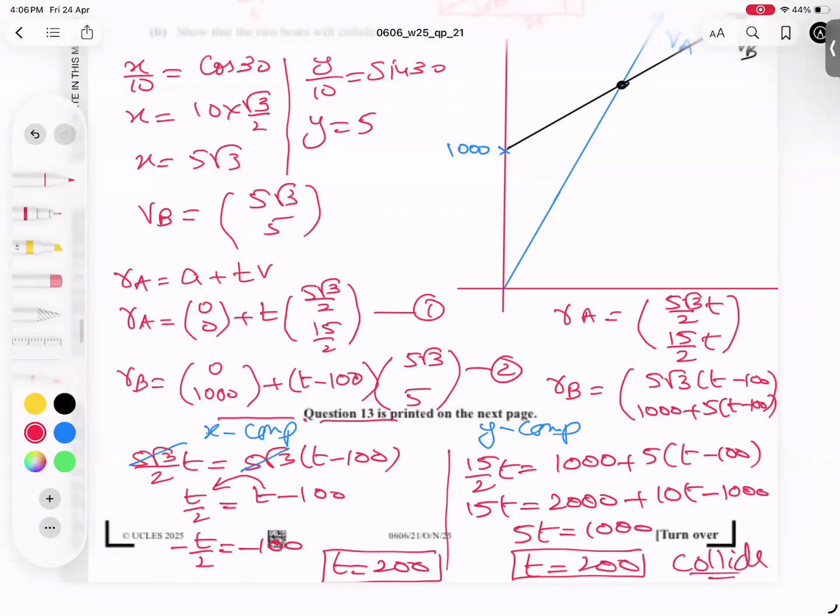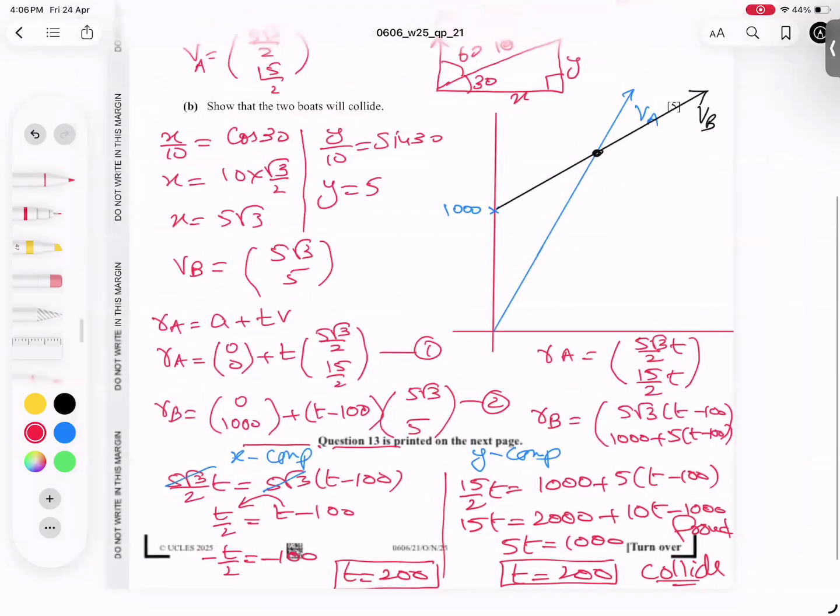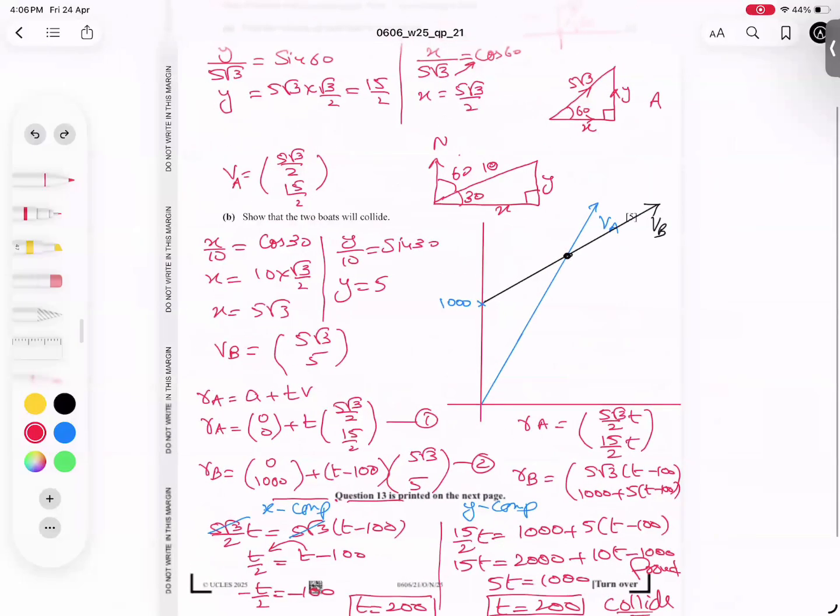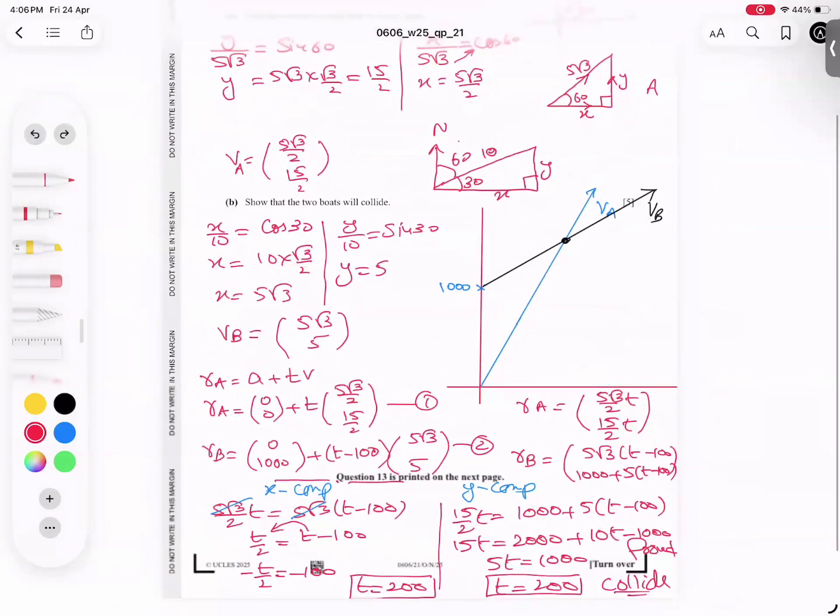They collide. Proved. They prove they collide. Okay, I hope so. The point is clear. And if he asks you the position vector of the colliding point, this same 200, either copy in RA or in RB, will give us the colliding point. I hope so. The concept of the question is completely clear.